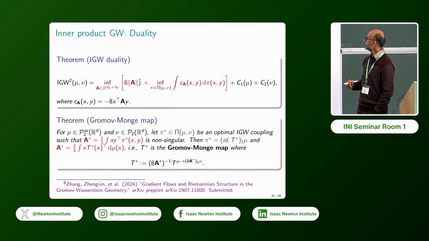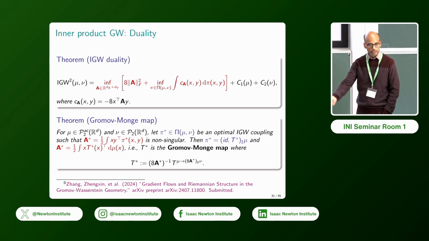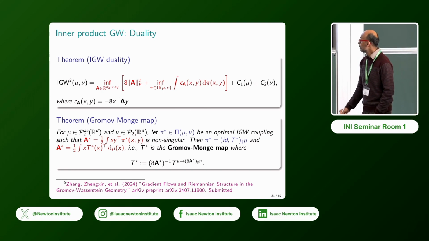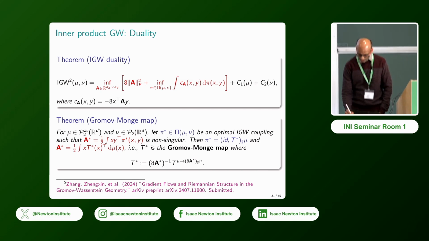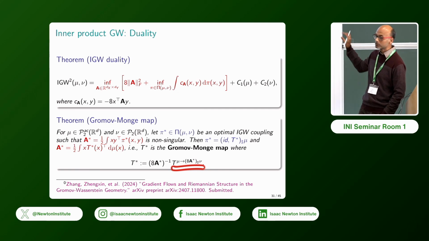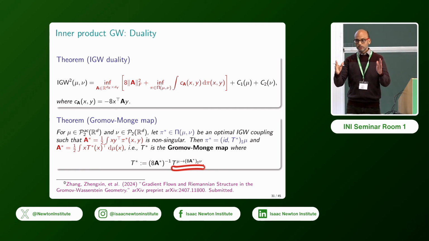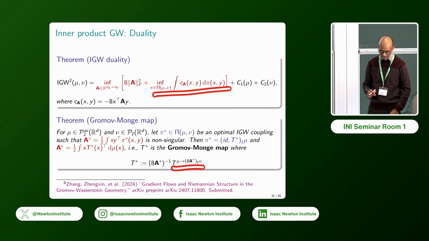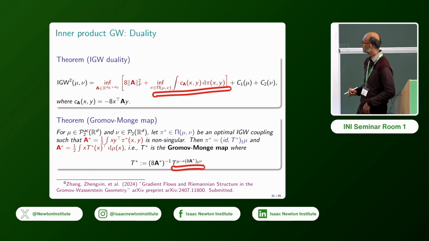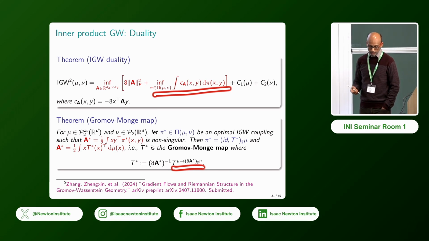If pi star is the optimal IGW coupling such that this matrix A star, which I have defined, is non-singular, then we can recover this pi star through this Monge map T star, where this T star is defined through this one, which is precisely the Brenier map coming from solving a classical OT problem. So if I solve this OT problem with cost C_A, where A is replaced by this optimal A star, then that Brenier map gives me the Monge map for this problem.